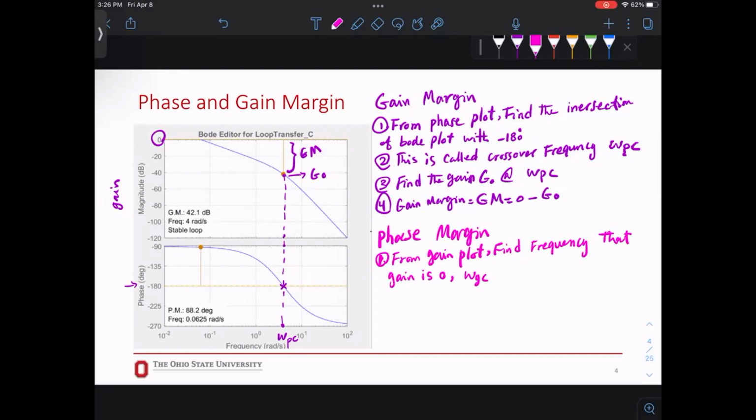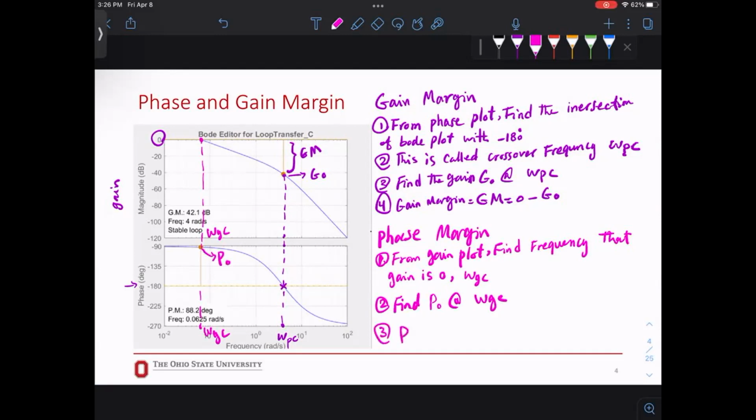Then from the phase plot, we are going to see where, so this is the 0 line, and then we go here. Assume this is right on there. That's 0, so this is omega GC, which is also the same thing here, omega GC. We call that omega GC, the gain crossover frequency, and then find P0 at crossover. So here, this is P0.